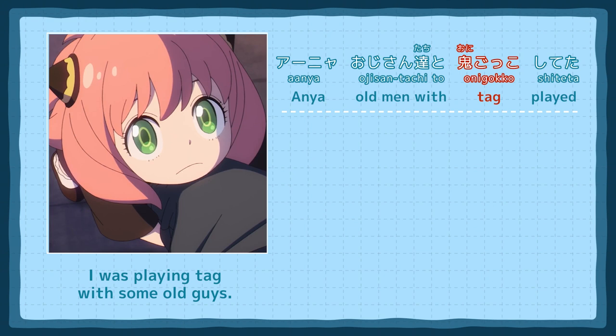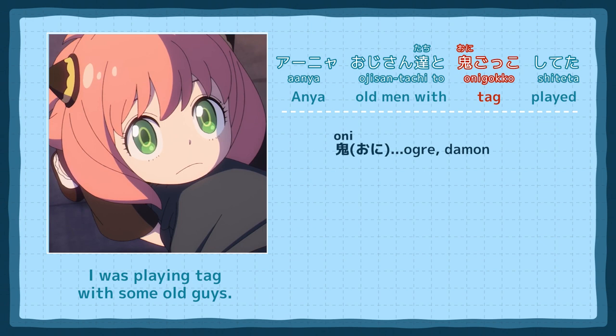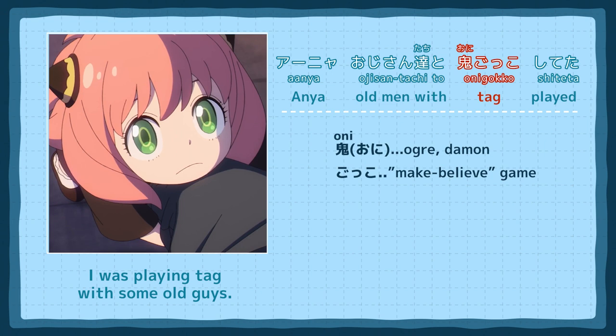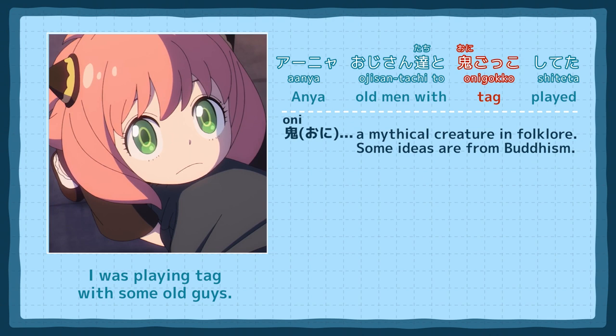Onigokko. This is the same as tag. Oni means ogre or demon. Gokko means make-believe game. So onigokko means play oni. What is oni? Oni is a mystical creature and a feared one. These are the Oni figures.